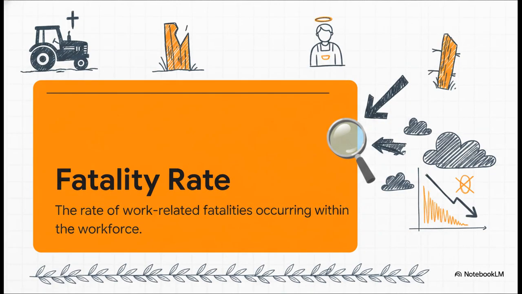Second is the fatality rate, which, as you'd guess, tracks the most severe and tragic workplace outcomes. Obviously, every single organization aims for this number to be absolute zero, but tracking and reporting it is a mandatory, sobering requirement of the standard.